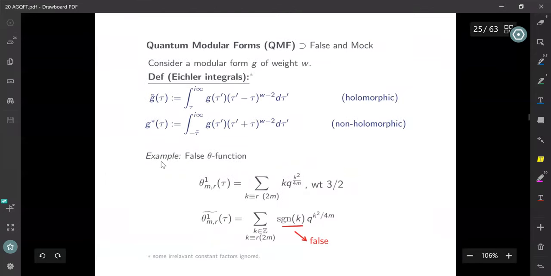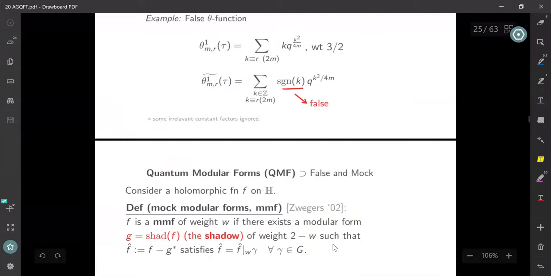Okay, so that's Eichler integrals. And an important family of examples are given by the so-called false theta functions. You take the familiar unary theta functions defined in this way. Basically just the theta function of weight 3/2 on the one-dimensional lattice. And then you get the Eichler integral. I'll use the tilde to denote the holomorphic Eichler integral of something. So its holomorphic Eichler integral is given by the so-called false theta function, because instead of this k here, you just get the sign of k. If you ignore the sign, then this is just the usual weight 1/2 theta function. So that's why this is called the false theta function. It's almost a theta function.